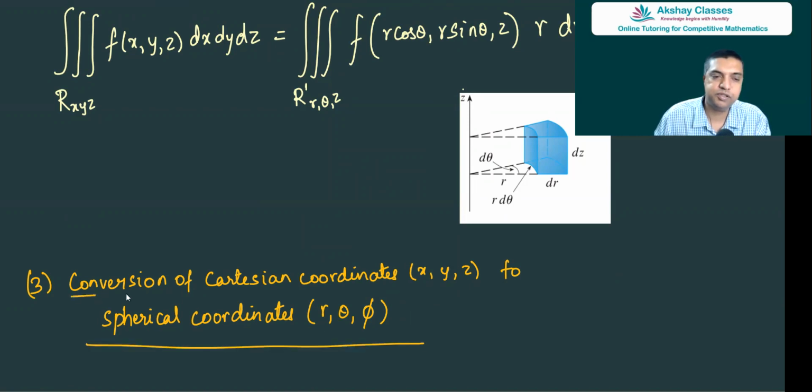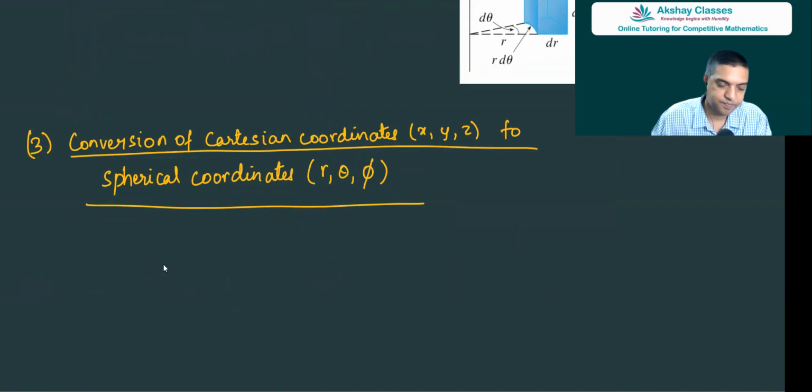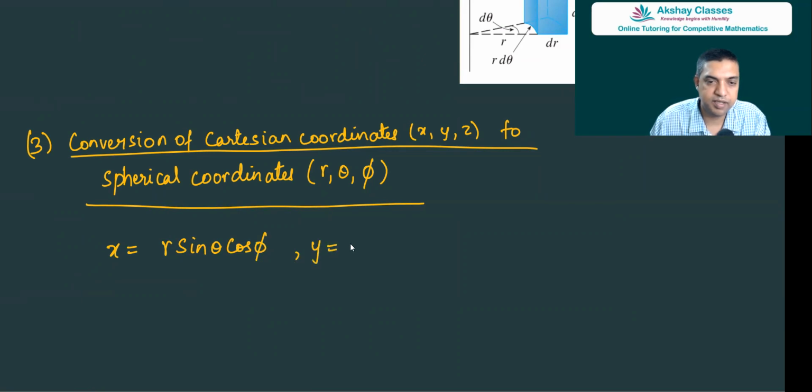All right. How is the conversion? It is like this. This is a little deeper topic of spherical coordinates. x is r sine theta cos phi. y is r sine theta sine phi. And z is r cos theta.